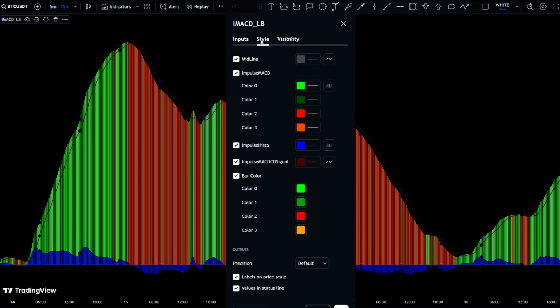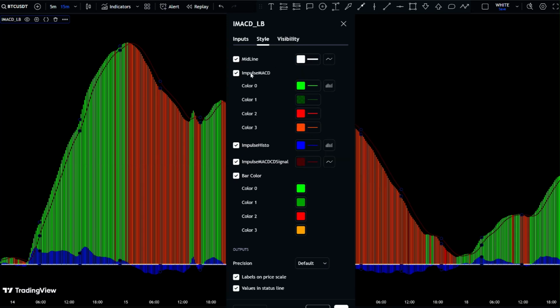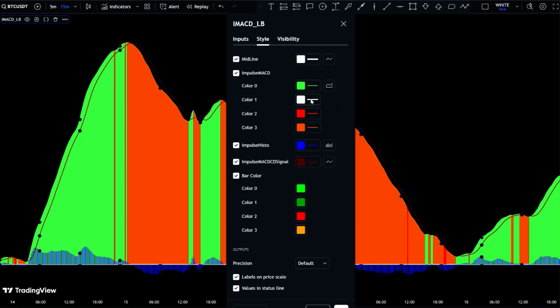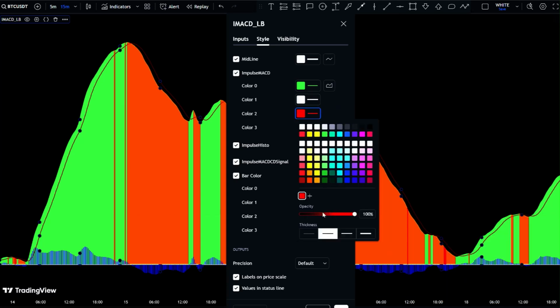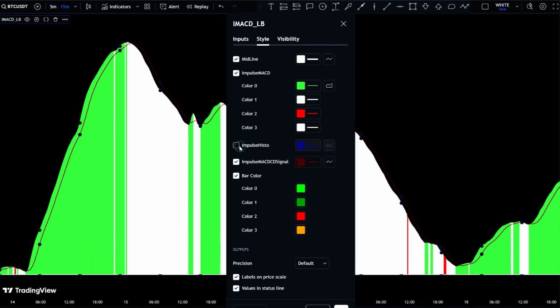Moving on to the Style tab, let's make the midline stand out a bit more for easier visualization. Then we'll switch up the Impulse MACD type to Area and assign the following colors: green for 0, white for 1, red for 2, and white for 3. Lastly, we'll disable any remaining options.